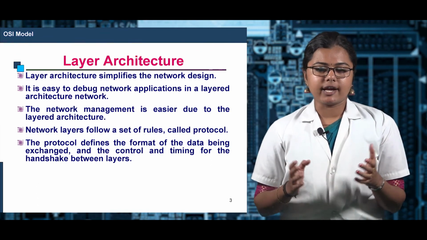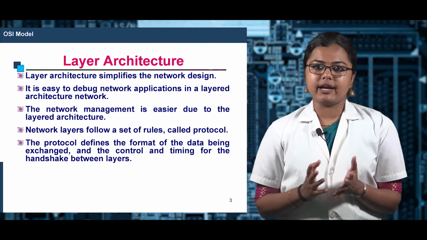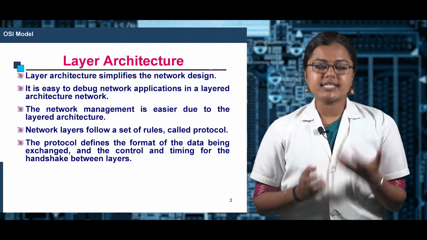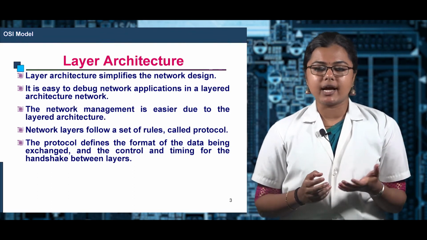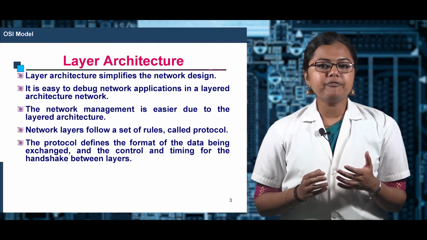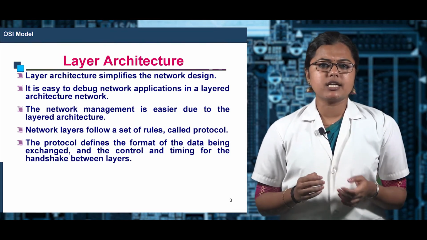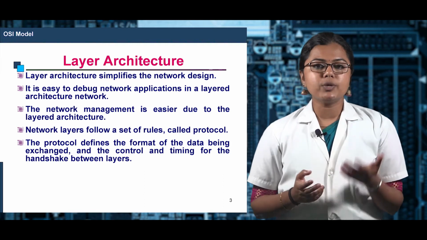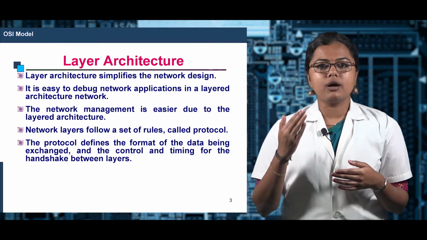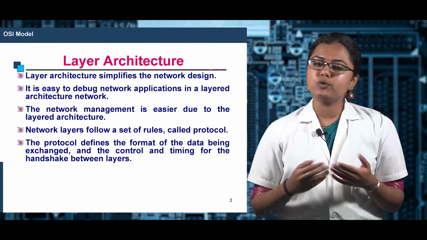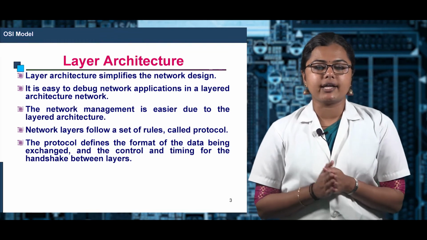The OSI layer is a layered architecture. Why should we go for a layered architecture? The main need for a layered architecture is that it simplifies the network design, it is very easy to debug the network applications, and moreover, network management will be quite easy if we have a layered architecture.